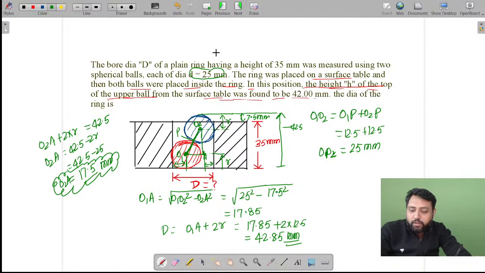So dear students, basically when you look at questions on this precision ball measurement, you just have to draw the geometry of the question, the way they are asking the question, accordingly you draw, and then by looking at the geometry you can find whatever is being asked. So with this I am ending this session.